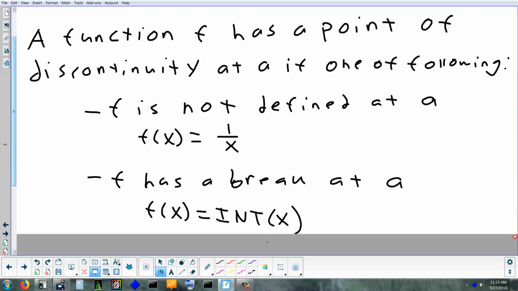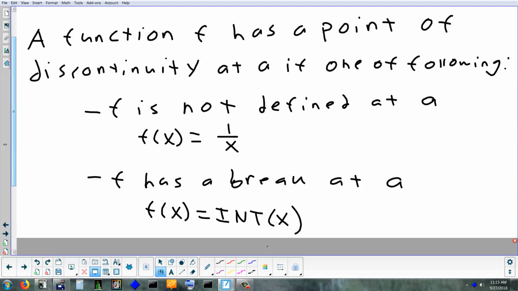Another type of discontinuity, we call it a break. In the integer function, the domain is all real numbers. There are no undefined values in the integer function. Remember, the integer function says, you give me a number, and I'll give you the biggest integer back that's less than your number. So if you said 3.8, I could say, okay, the biggest integer that's less than 3.8 is 3. 4.2, it would be 4. You can do it with positives, negatives, fractions, decimals.